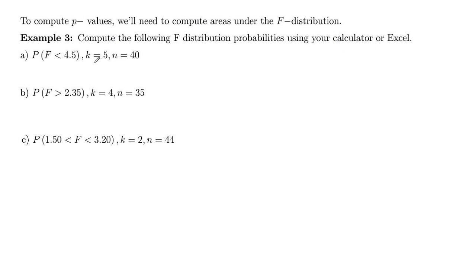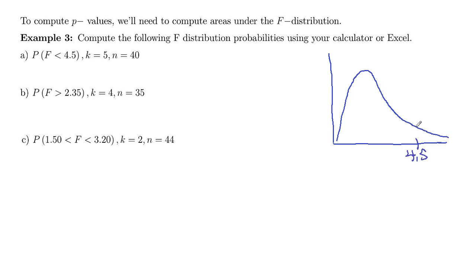So we are given the probability that F is less than 4.5. So your distribution looks like this. Got that skewed F distribution curve. And then 4.5 would be out here somewhere. And the probability that F is less than 4.5 will correspond to the left area, less than, left. If it was greater than, it'd be right area.